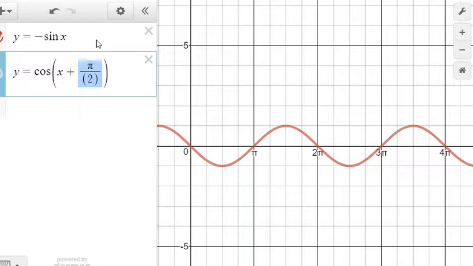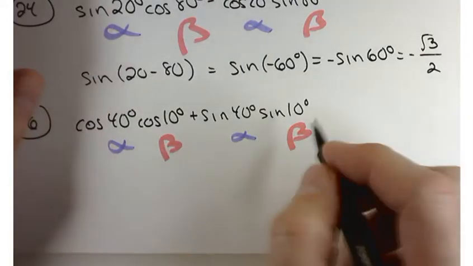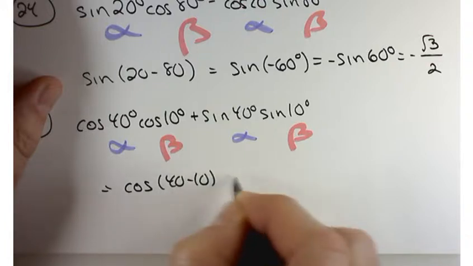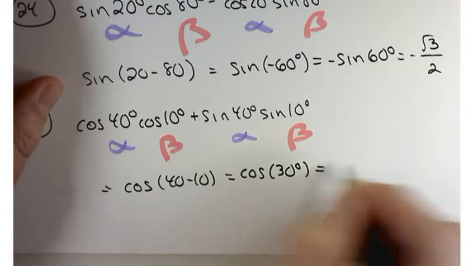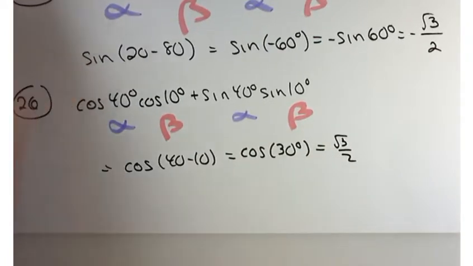All right, so which formula did this one work out to be? Yeah, this is the cosine difference formula. So this is really cosine of 40 minus 10, giving me the cosine of 30 degrees. Cosine of 30 degrees is square root of 3 over 2.